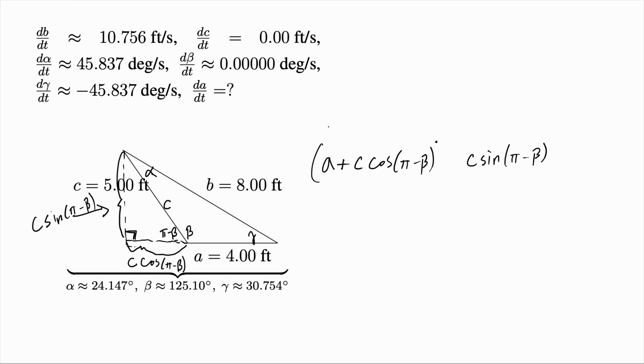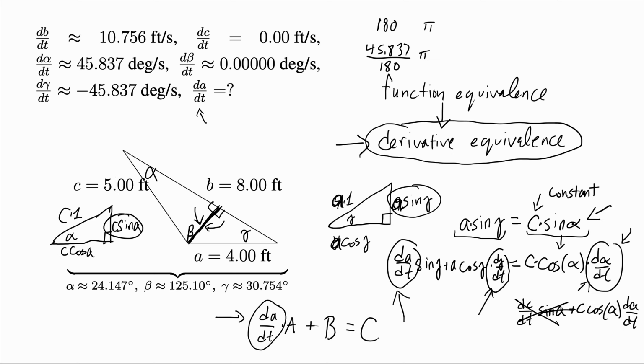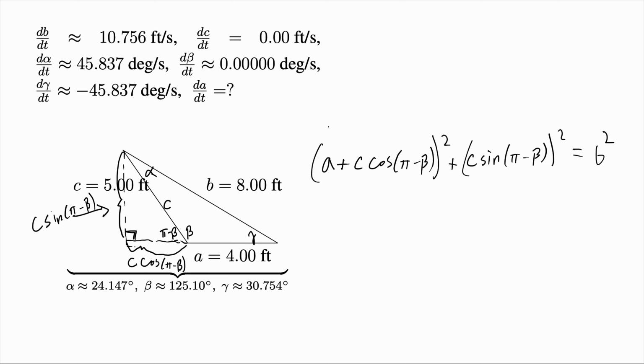Okay, so square the sides and set that equal to b squared. This would be like our function equivalence equation. Now, it wasn't as simple as our last function equivalence equation, which we had right here: a sine gamma is equal to c times sine of alpha. But notice we didn't use anything other than just triangles, knowing where sine and cosine were on them with respect to a hypotenuse, and the Pythagorean theorem. Really, that's all we used.